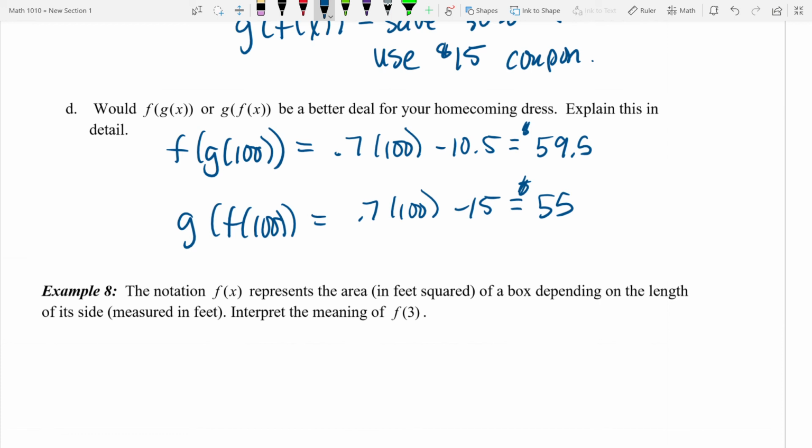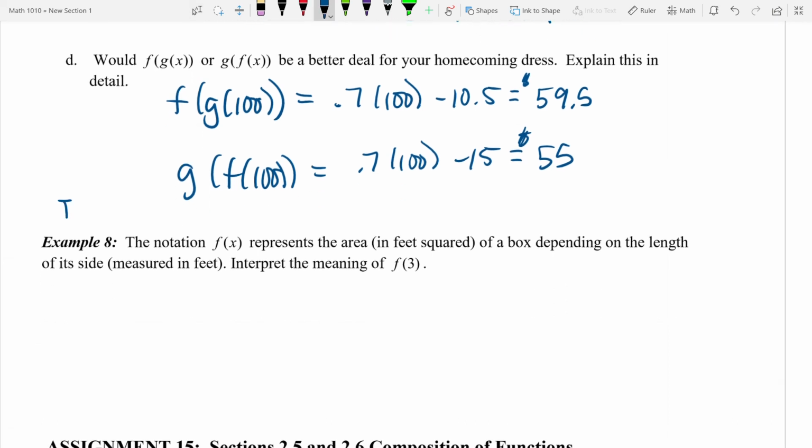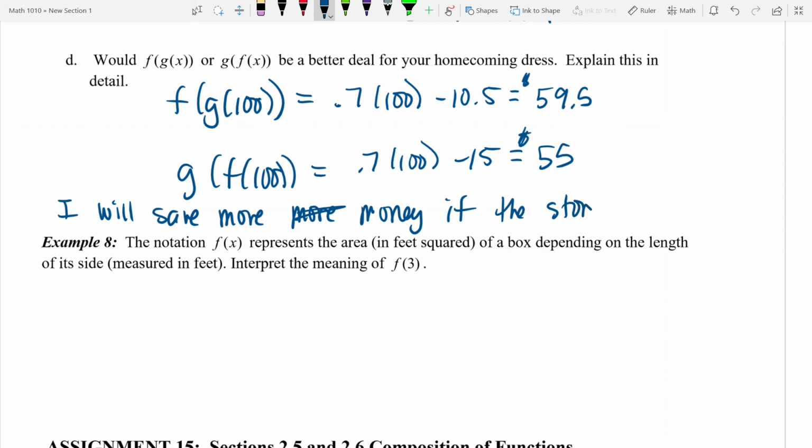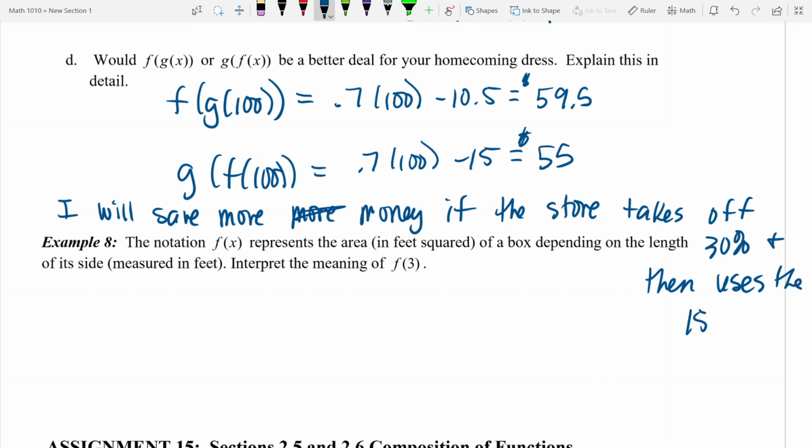Explain it. I think my explanation would be I will save more money. Everybody write this down. More money if the store, guys, takes off 30% and then uses the $15 coupon. Because you save 70% of the entire dress, not 70% of the reduced amount, okay, or 30%. Okay, example 8, and then we're done.